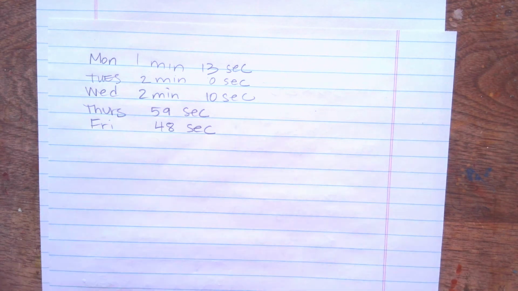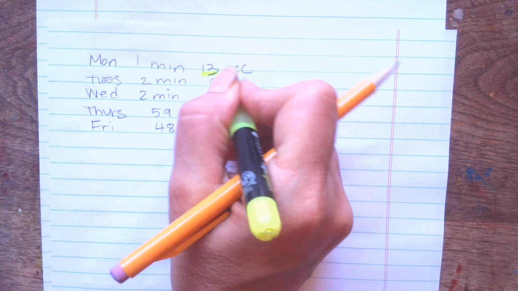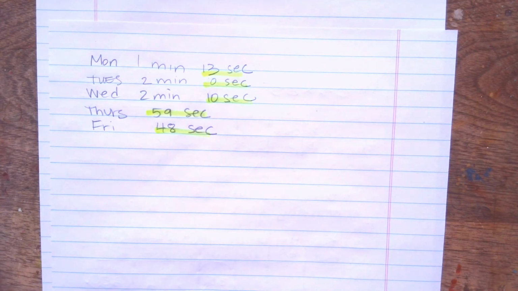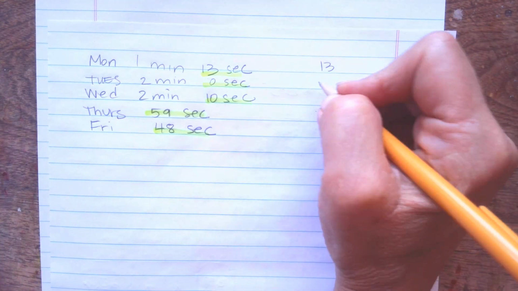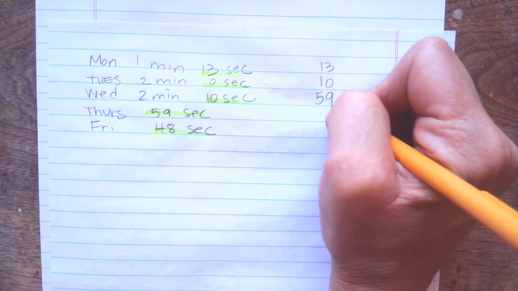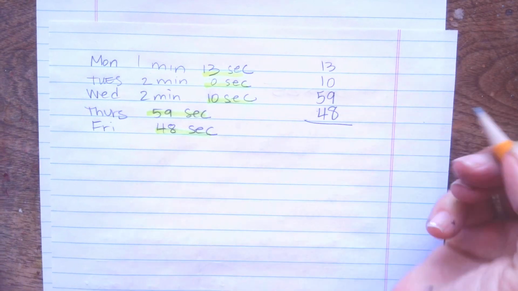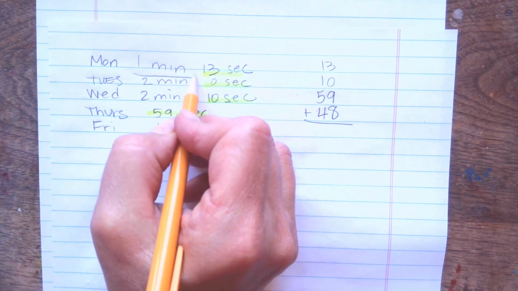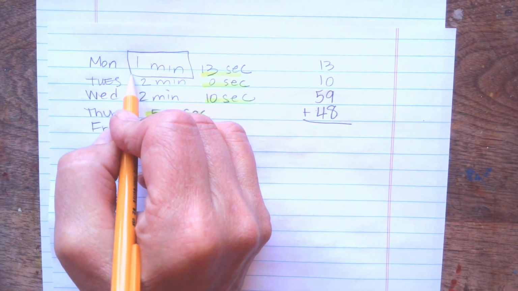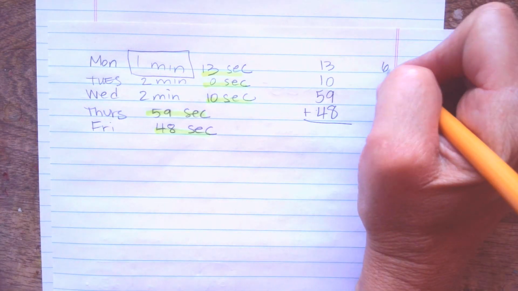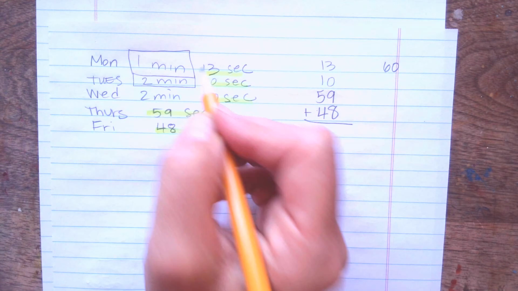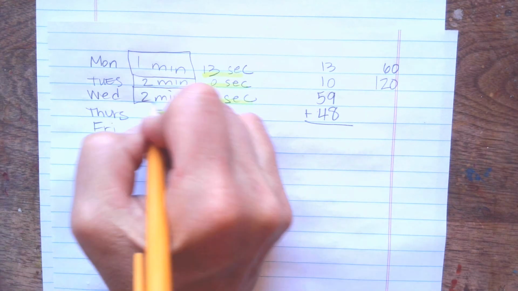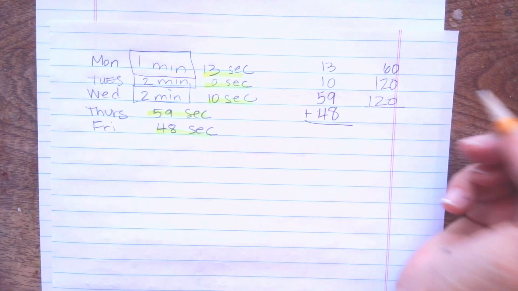So how many seconds did the morning announcements take this week? These are already in seconds, so we're going to add those up: 13 plus 10 plus 20, 59 plus 48. And then how many seconds are in 1 minute? 60. So we're going to add 60. And how many seconds are in 2 minutes? 120. And how many on this one? 120. So we're going to add all of these together.